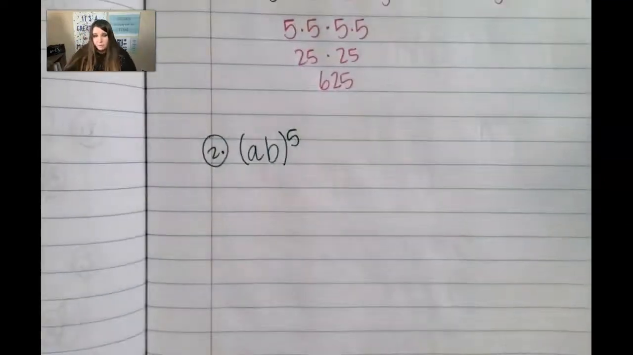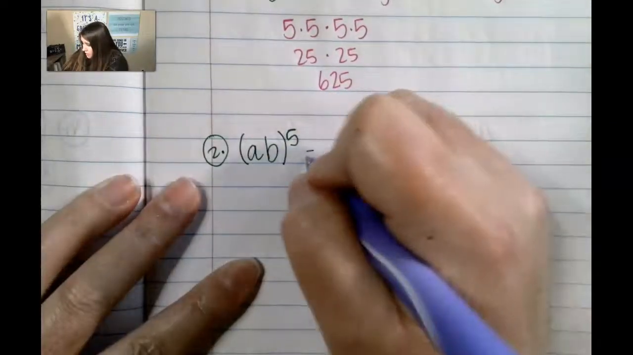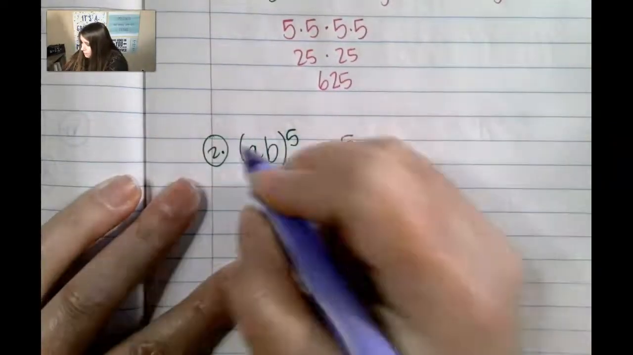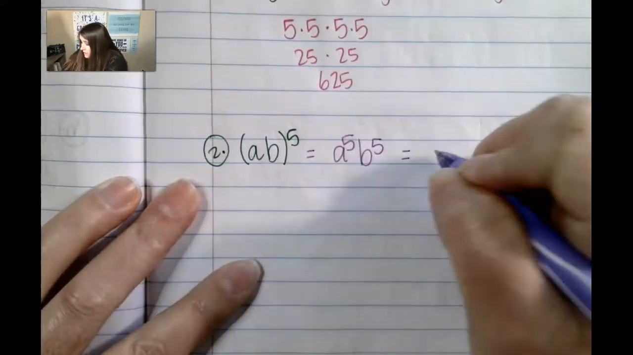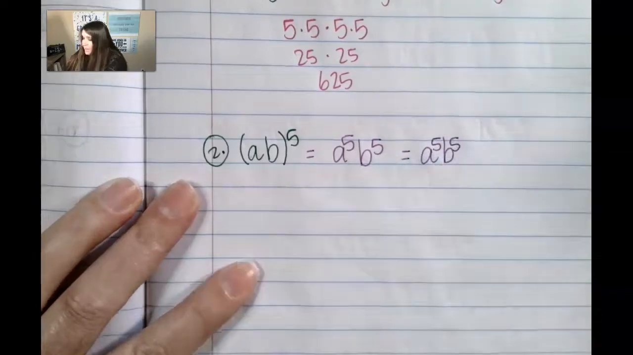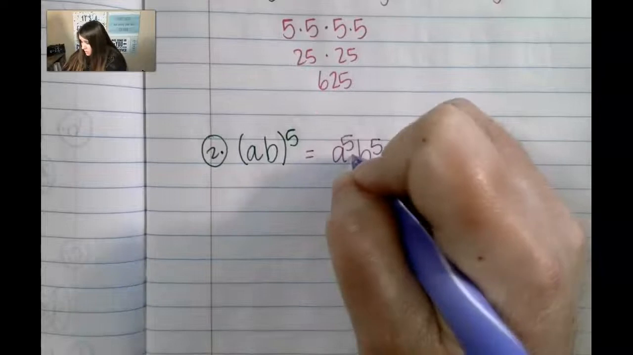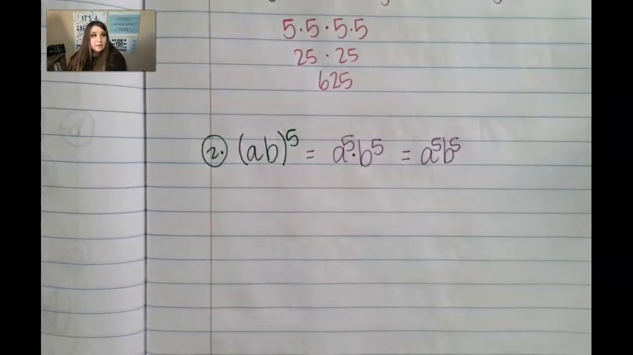All right, example number 2. I have a to the 5th power. I have b to the 5th power. So my answer is a to the 5th times b to the 5th. I can't simplify anything down, so this right here is my answer.